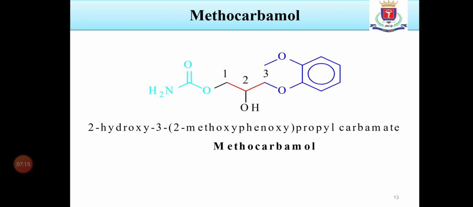Next drug is Methocarbamol. Methocarbamol is a 2-hydroxy 3-methoxyphenoxypropyl carbamate. It's again a propyl carbamate derivative. Carbamate is nothing but NH2COOH, which is at the left hand side in this structure, and the propyl group you can easily find. The numbering is given 1, 2, 3. It's a propyl. On propyl, there is substitution. Which substitution? A 2-hydroxy. At the 2 carbon, see the hydroxy group which is attached at the downside.